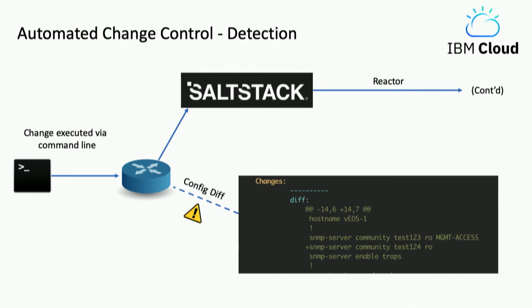They added an SNMP community string. They didn't delete the old one. The old one's still there. All the monitoring's still working. There was no disruption detected in the environment. But they made a change out of band that we need to track and investigate why that change was made.